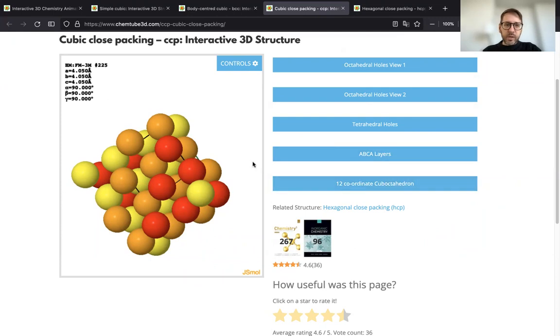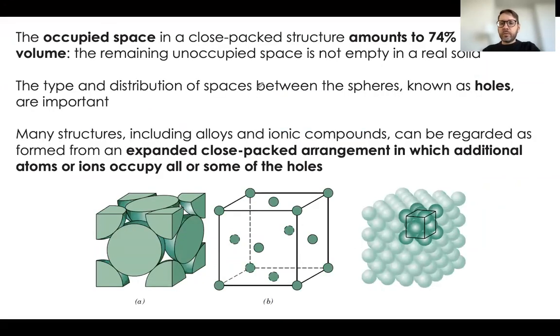All right. So in these kinds of structures, the idea is to pack these spheres as efficiently as possible in space. That's why it's called closed packing. And in this kind of structure, having this face-centered unit cell, the occupied space in a closed packed structure accounts for 74% of the total volume.